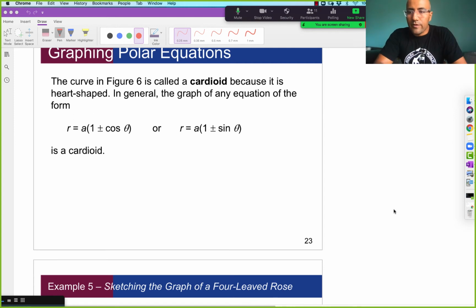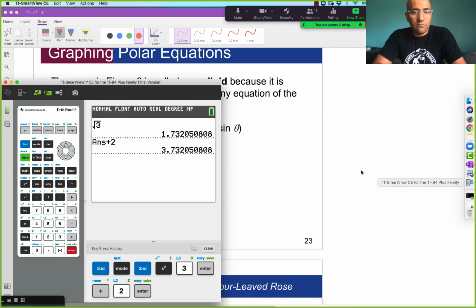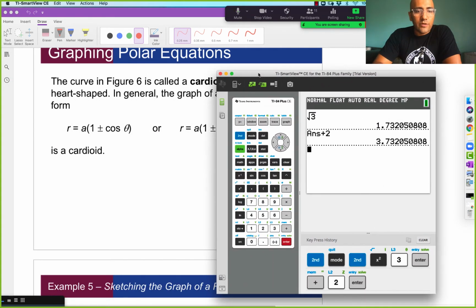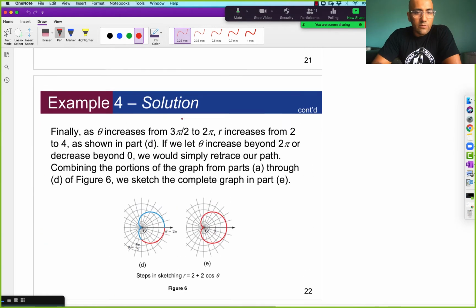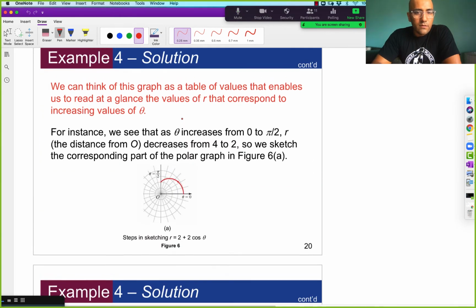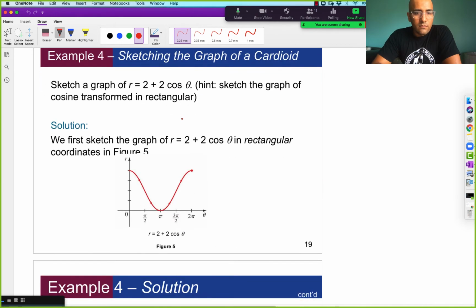Okay, this would probably be a good time to introduce our calculators to do this, since we don't always have Desmos or GeoGebra on hand to do this. So let's do this equation, or whatever, this guy.